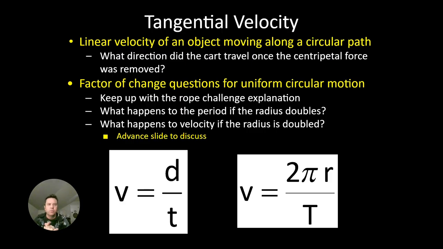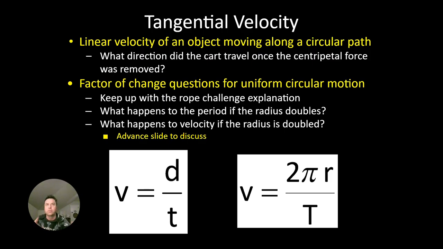What direction did the car travel once the centripetal force was removed? And this is the game that you're going to play. If I'm going in a circle, and then all of a sudden right here I cut the string or remove the centripetal force, I'll go straight up. That's the tangential velocity. How fast you're going is distance over time, because you're going in a straight line once you cut. It's the sideways speed. That's a straight line, so v equals d over t.